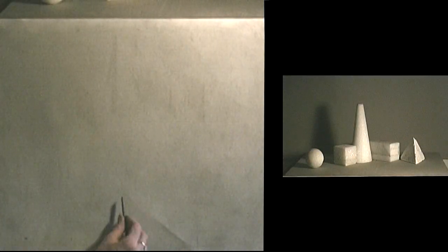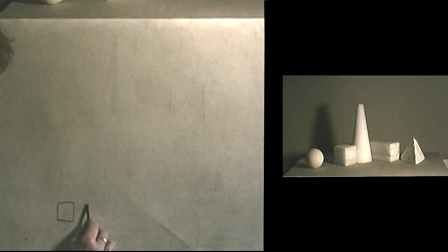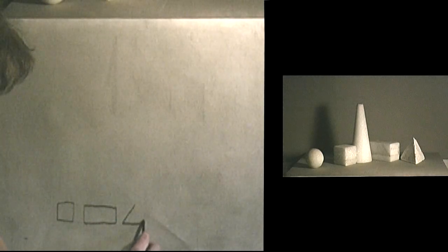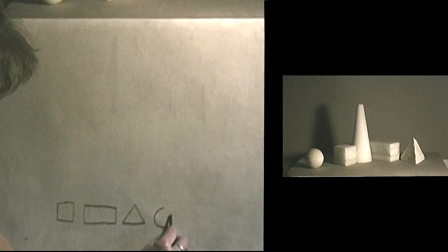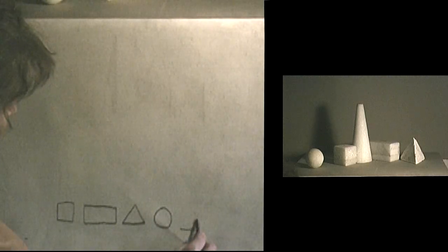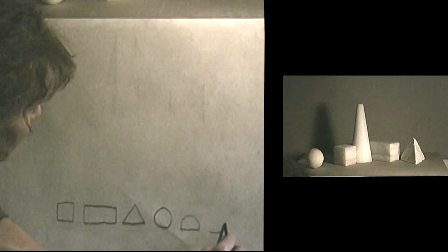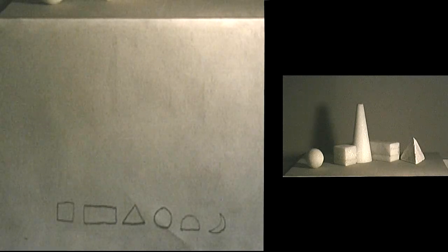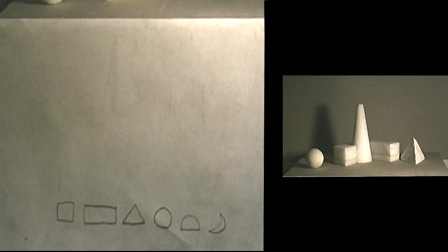Today I'm going to talk about making the basic shapes three-dimensional. So, quick review. Basic shapes are square, rectangle, triangle, circle, half circle, crescent moon. So I've set up a still life here of the basic shapes in their three dimensions: a cone, rectangle, square, pyramid, and a sphere.